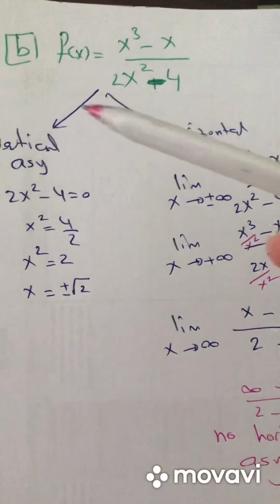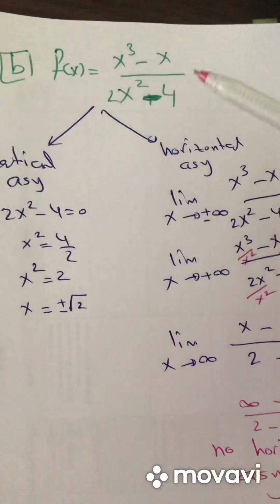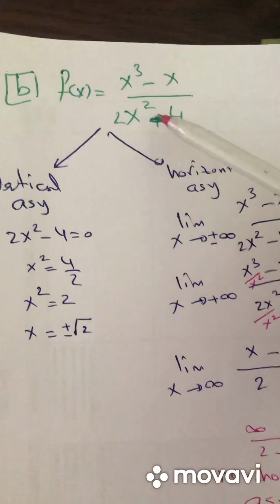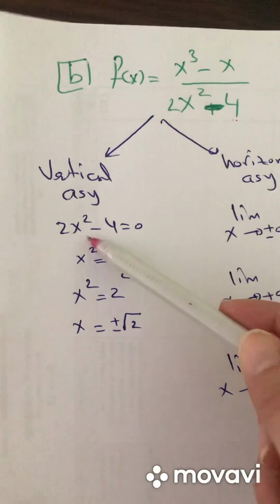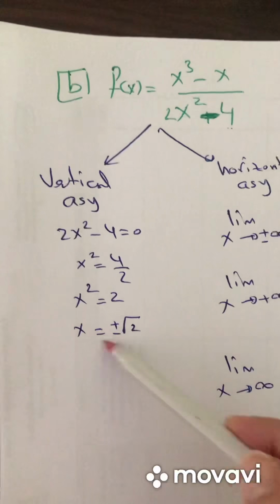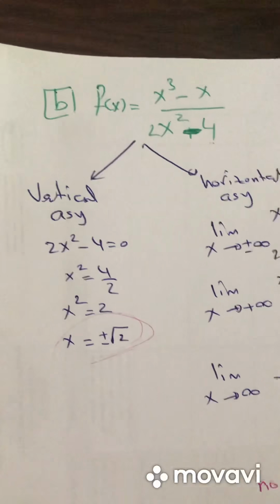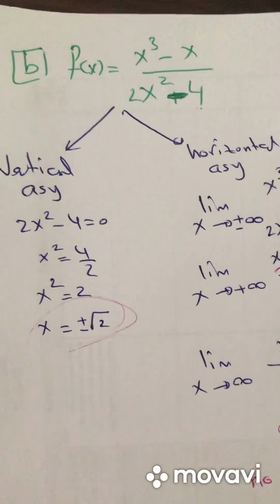Okay. What about part B? x cubed minus x over 2x squared minus 4. Now, to find the vertical asymptote line, take the denominator, make it equal to 0, solve it, and find the answer. And as you can see, how can I find the answer? It's an equation, and by taking the square root.